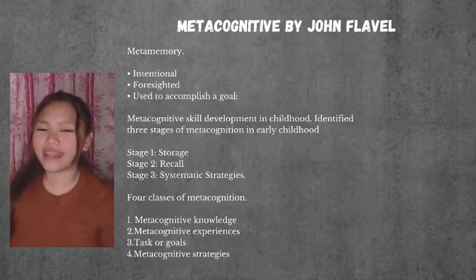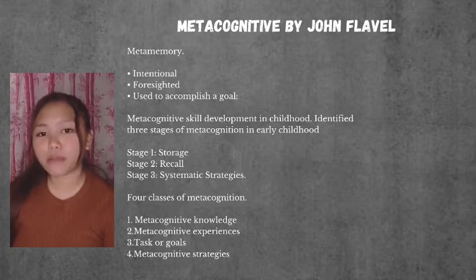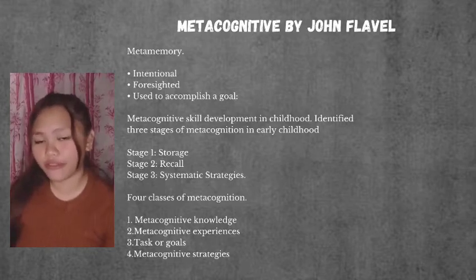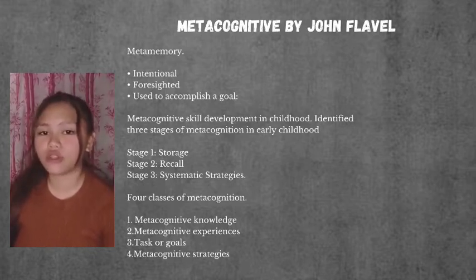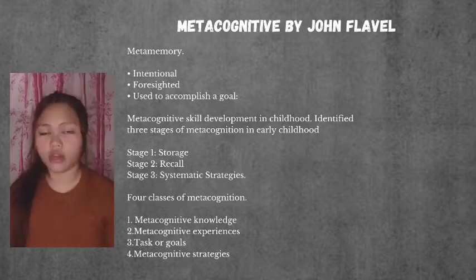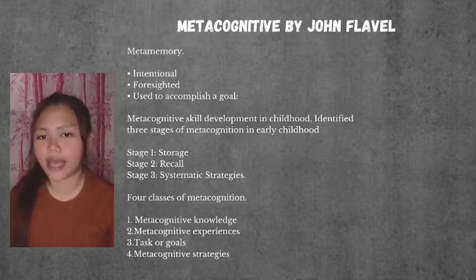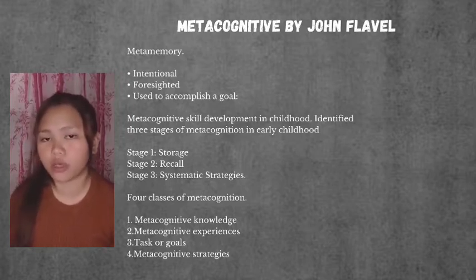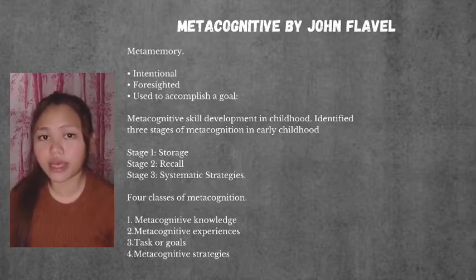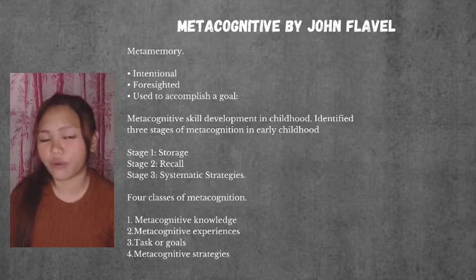Meta memory: in 1971, Flavell proposes the term meta memory to explain thinking about how we store and recall information. This term was later changed to metacognition. For Flavell, meta memory was intentional, foresighted, and used to accomplish a goal. Intentional because thinking about how we think can't be stumbled upon. It needs to be strategic and based on specific techniques such as self-questioning.